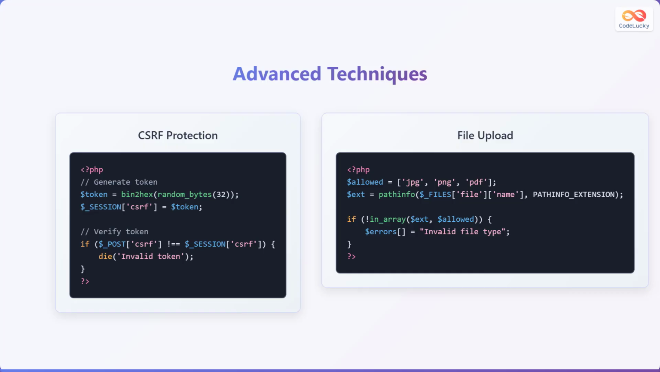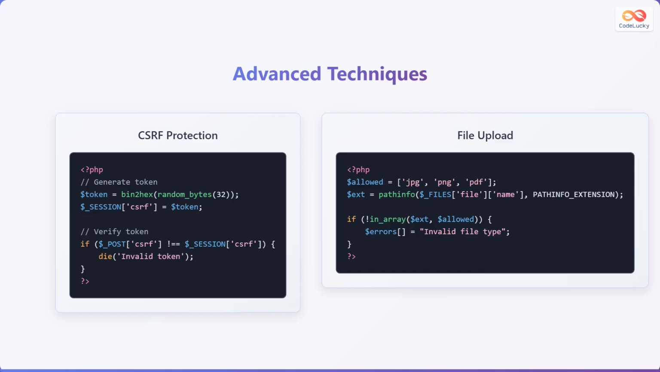Let's explore some advanced techniques. First, let's examine cross-site request forgery protection, also known as CSRF. Generate a unique token using bin2hex and random_bytes, then store it in the session. To verify the token, check if the CSRF token submitted with the form matches the token stored in the session. If they do not match, terminate the script.